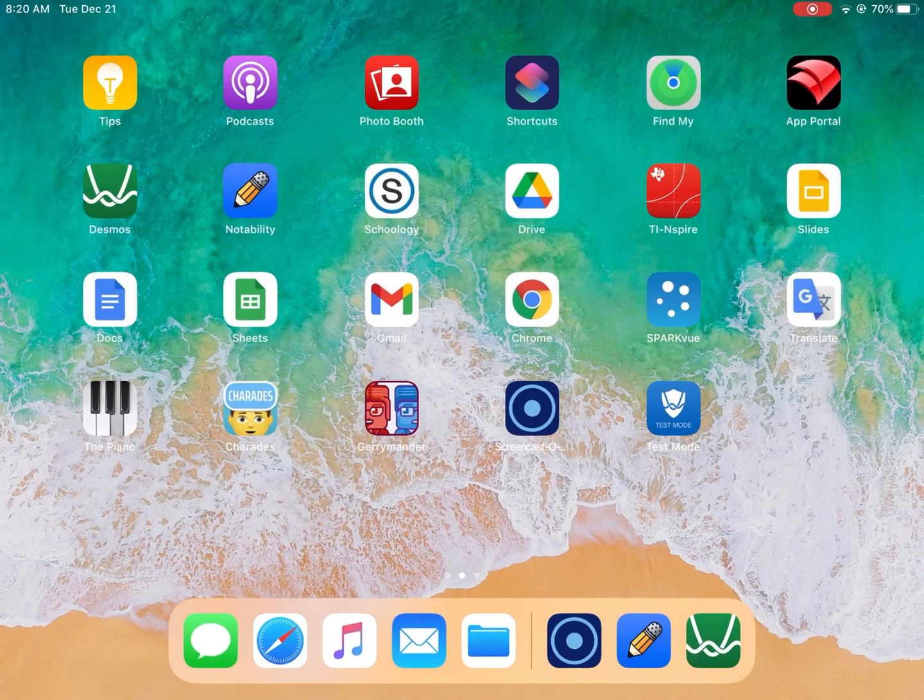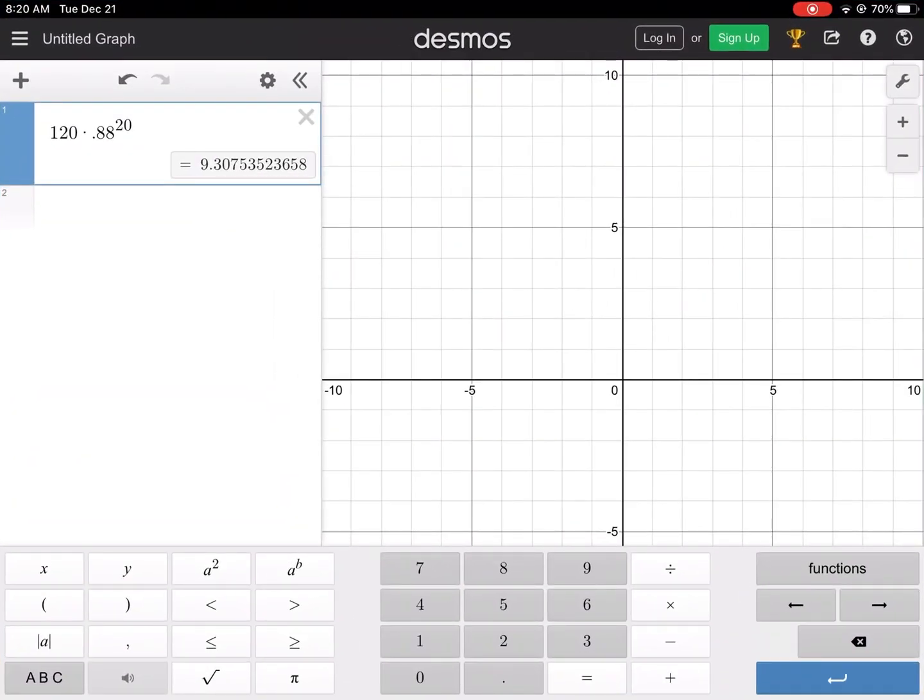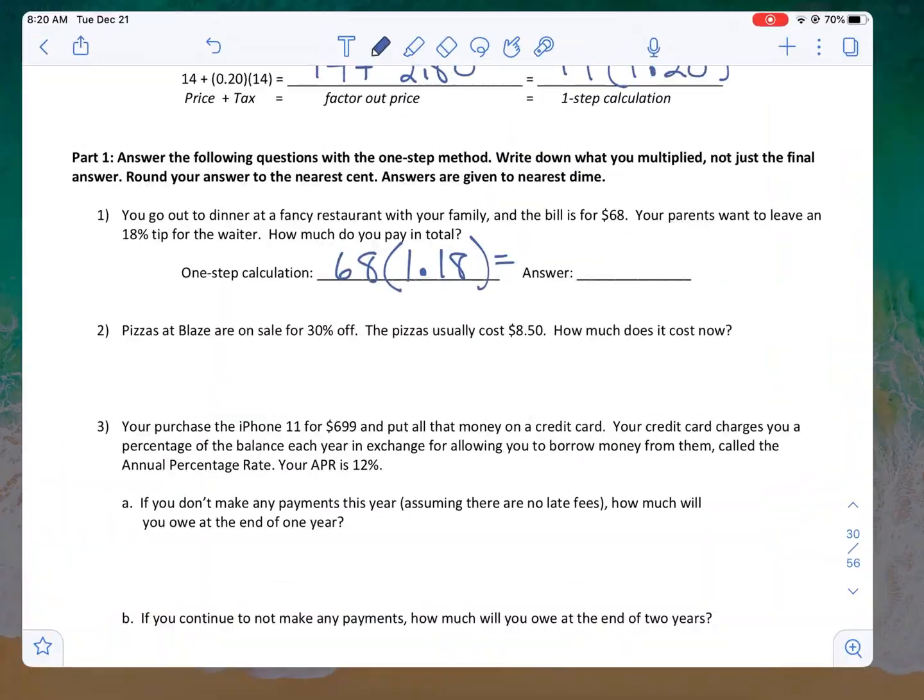So let's see what that is. So 68 times 1.18, we got $80.24.